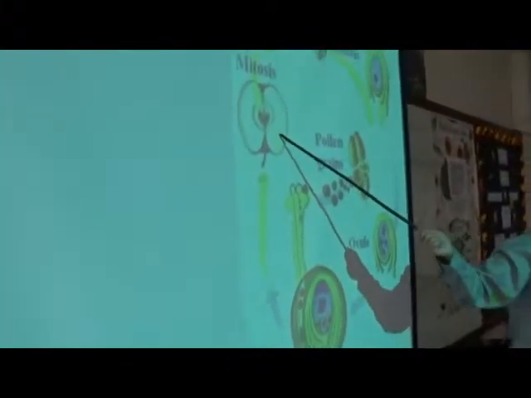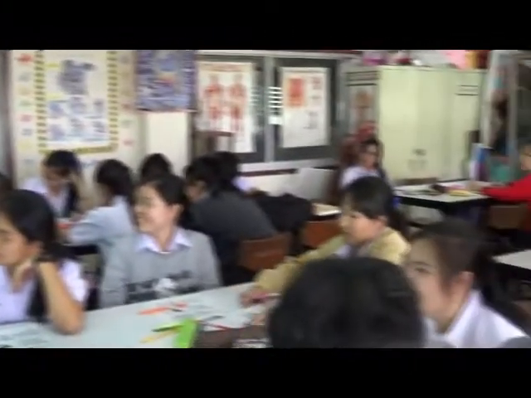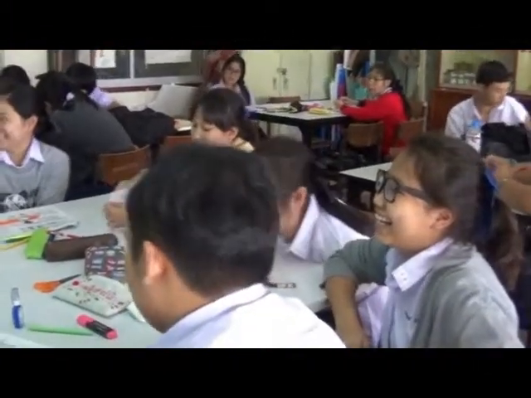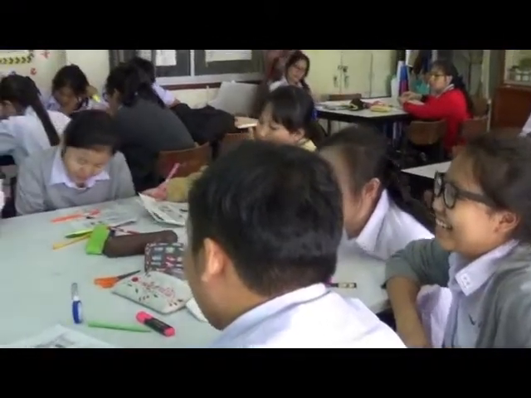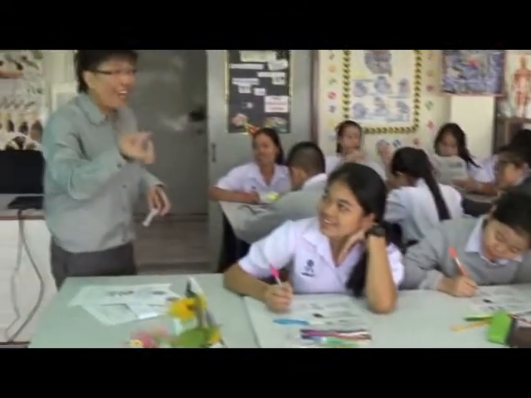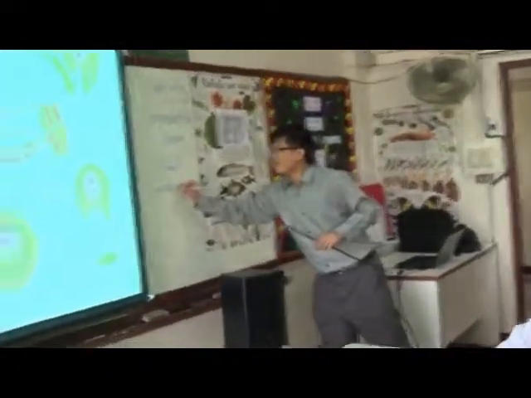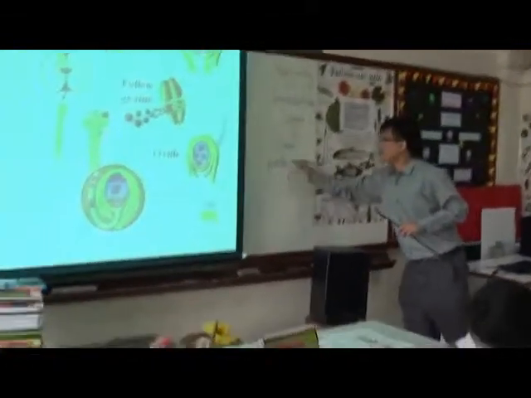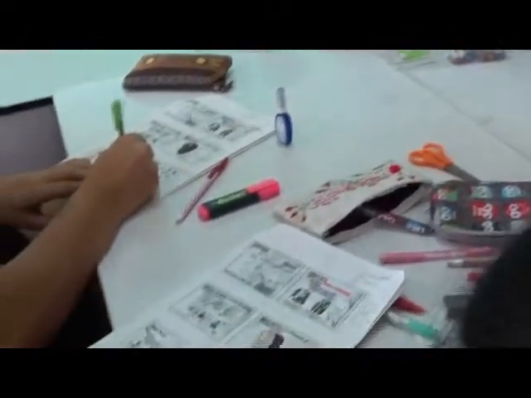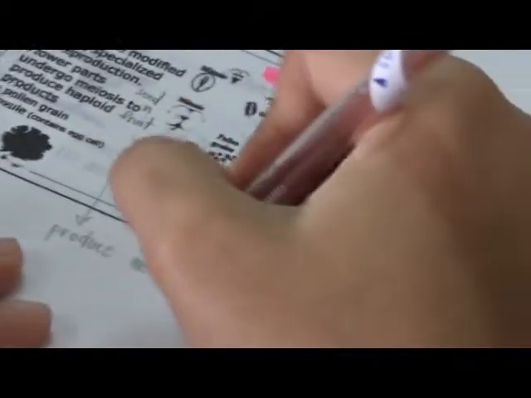What is the function? Seed and fruit, what is the function? Produce new plant, okay? Yes. The function of fruit and seed is to produce new plant of the next generation. Next generation. Okay?